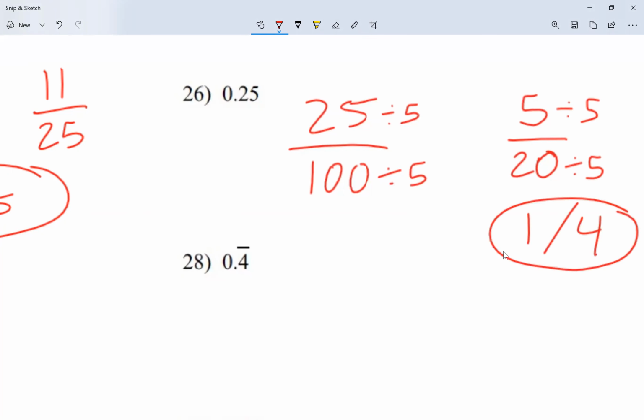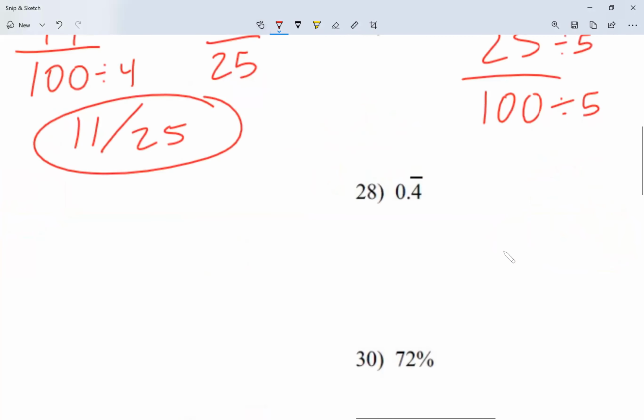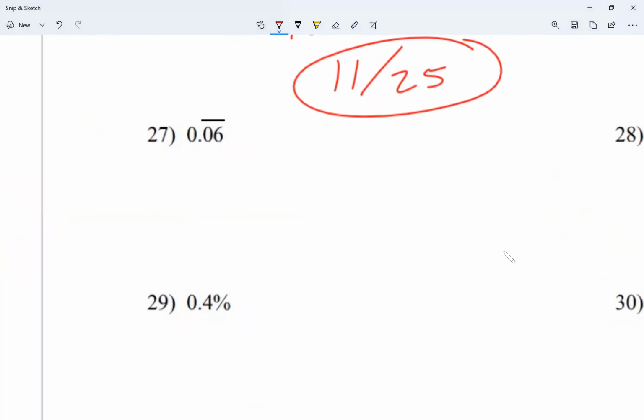If I would have divided by 25 to begin with, I would have gotten to the 1 over 4 faster. Now, the idea here is not how fast you get there, just make sure you simplify as much as you can. Every time after you simplify, you need to ask yourself, can I simplify even more? All right, so 1 over 4, that's it. Now these are going to be a little bit interesting because of the repeating decimal.